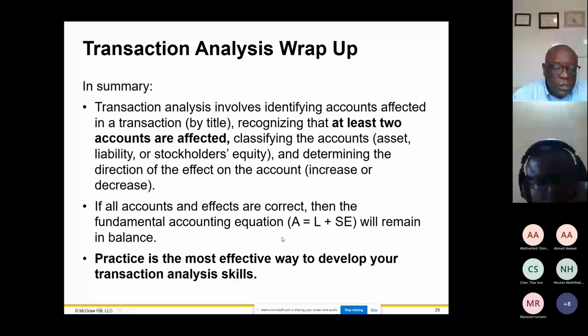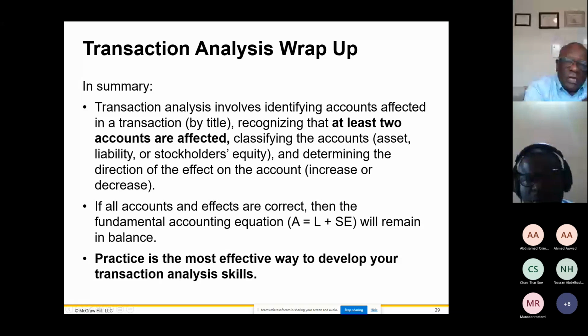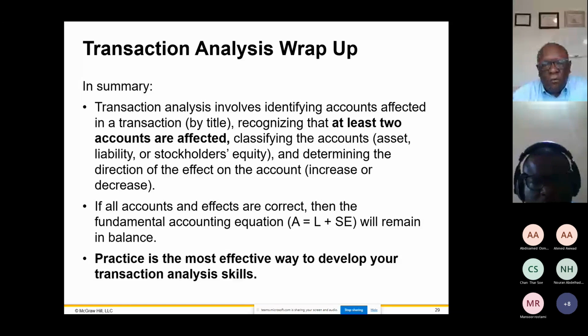So in most cases, you have to practice this. It's not about me going through each transaction and telling you what is involved. You have to practice, and practice makes perfect. You should be able to get it.